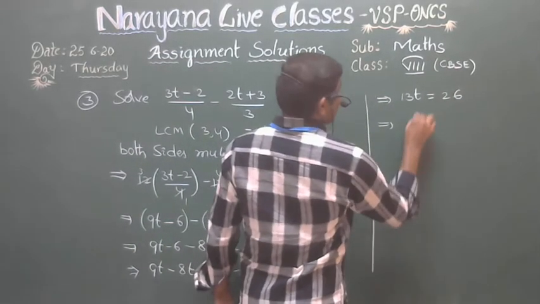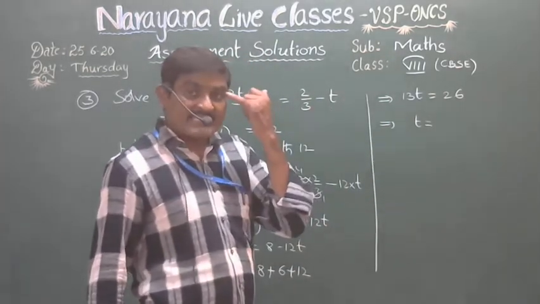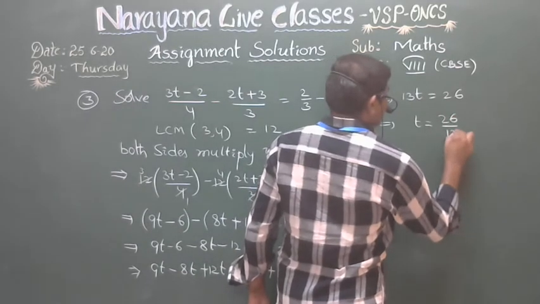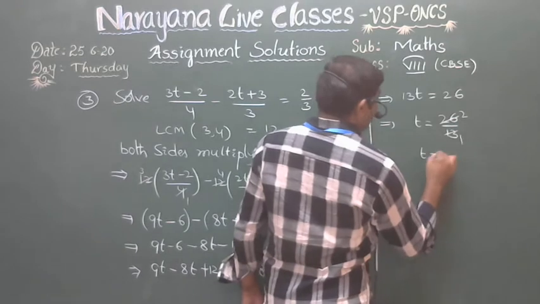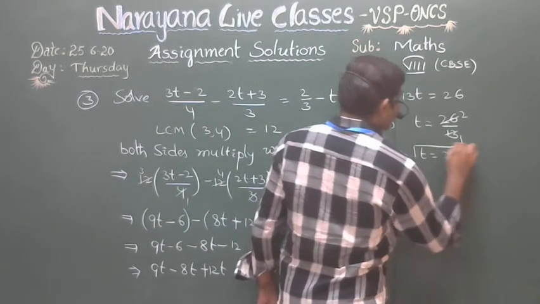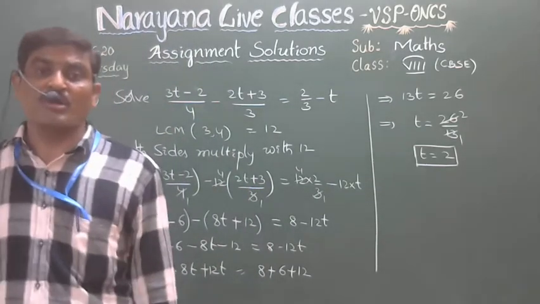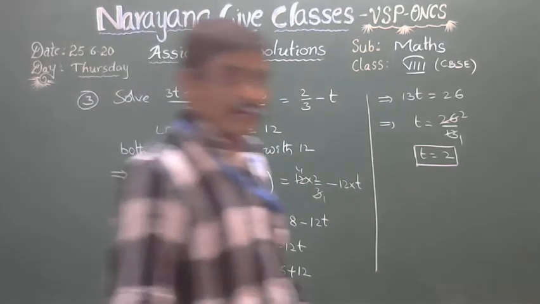Which gives t is equal to 26 by 13, since 13 is multiplied with t; after transforming it to the right side, it should be divided. Then 26 by 13, 13 twos are 26. Therefore t is equal to 2 is our solution. The value of the variable t is equal to 2. This is the third sum solution.